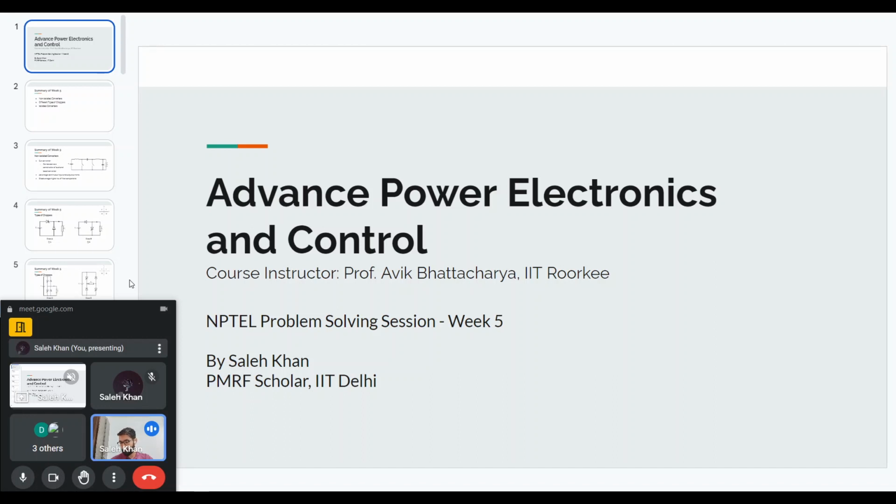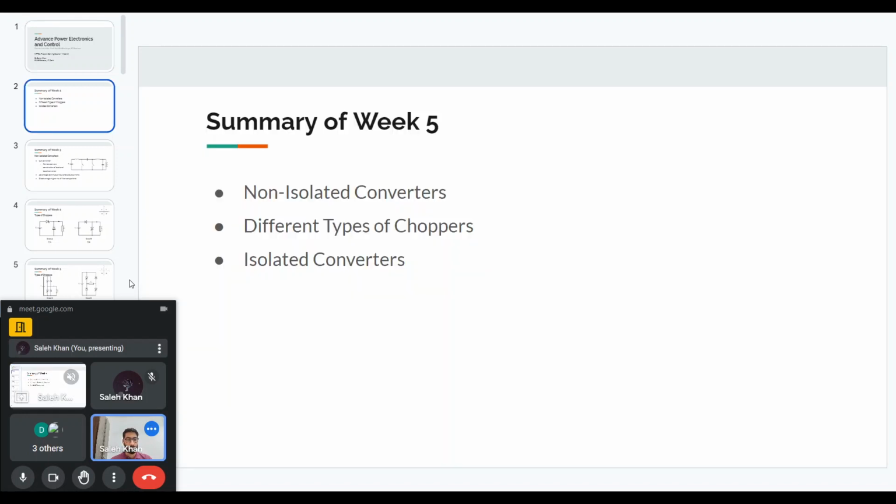Okay, so let's begin then. Welcome again to the problem solving session for week 5 of the course Advanced Power Electronics and Control, which is taught by Professor Avik Bhattacharya. My name is Saleh Khan and I am a PhD student at IIT Delhi, and I'll be conducting these problem solving sessions. In week 5 of the course, the topics taught were: non-isolated converters were continued, then different types of choppers were introduced, and finally isolated converters were taught.